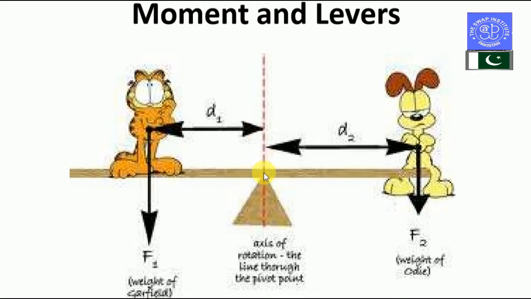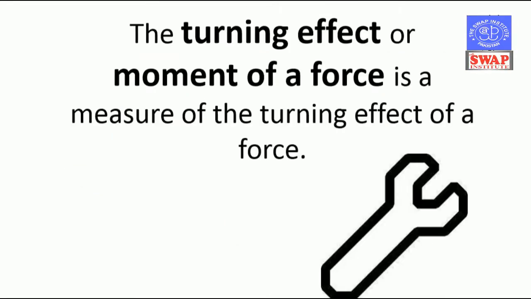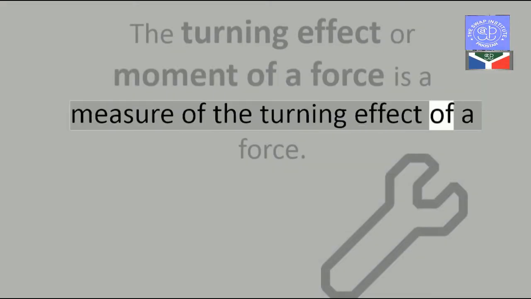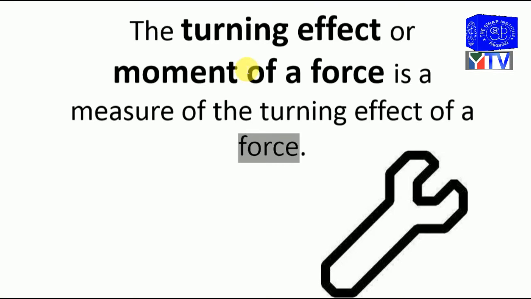From the pivot point, F1 having distance D1 and F2 having distance D2. The turning effect or moment of a force is a measure of the turning effect of a force. Basically in this slide we can see that the turning effect and the moment of a force are the same things, both are the same terms, okay?